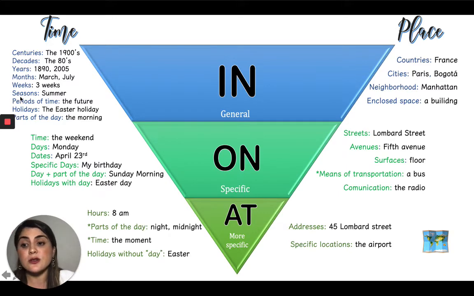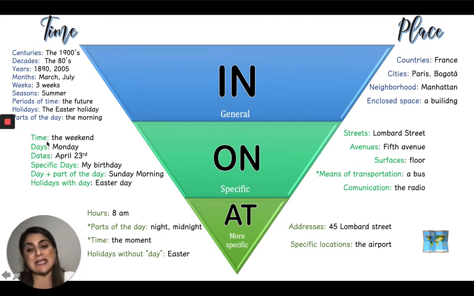For seasons, too: in summer the weather is hot, in winter the weather is cold, something like that. And when we mention periods of time: in the future, in the past, in the present. When we mention the holidays, we have to be very picky because it means the whole season. So the Easter holiday, in the Easter holiday, it means the whole week, not only one day. So in Christmas, it means the whole season, the whole month, the whole December. And the parts of the day: in the morning, in the afternoon.